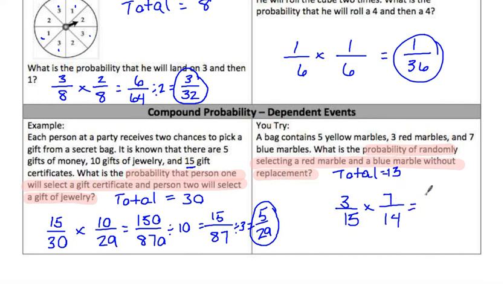So if we multiply 3 times 7 is 21, 15 times 14 is 210. And I can divide this by 21 to simplify it. And the reason I saw this is because there's a 21 right there. And 21 divided by 21 would be 1, and this would be 10. So there's 1/10 probability of getting a red followed by a blue.